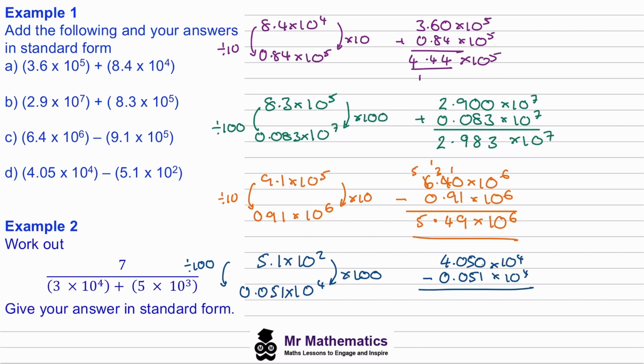Then we've got the 0 take away 1, so we'll borrow 1 from here. It becomes a 9. 4 becomes a 3, carry it 1 over. Then we've got 9, 14 take away 5 is 9, 9 take away 0, and then 3 take away 0. So we've got 3.999 times 10 to the power of 4. So do you want to try question 2 yourself? You can pause the video, and when you come back, we'll go through the worked solution.